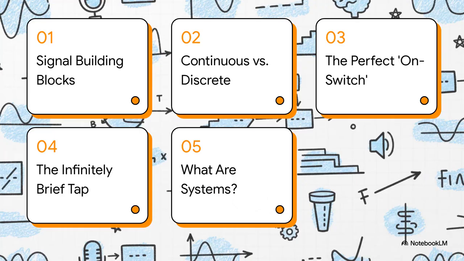So here's our game plan. First, we're going to look at the signals themselves, the basic ingredients. Then we'll explore the two different worlds they can live in. After that, we'll meet two of the most important signals you'll ever encounter, and finally, we'll see how systems are what put all these pieces to work.